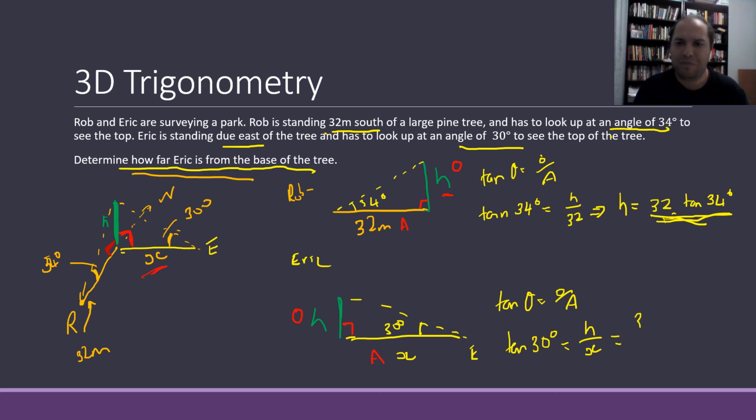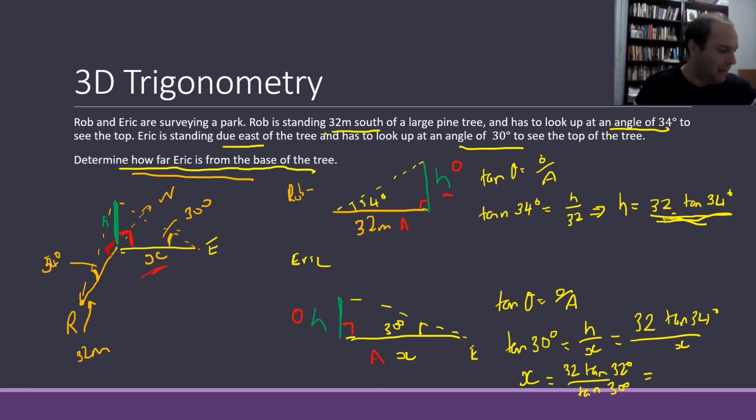Now h we know, it's 32 tan 34, divided by x. Now rearranging this, right, I'm going to multiply both sides by x and then divide by tan 30. So just doing that rearranging pretty quickly, we're going to end up with x equals 32 tan 34 degrees over tan 30 degrees. Put that into your calculator and you get a value of 37.89 meters. So that means Eric must be 37.89 meters away from the tree going this way.